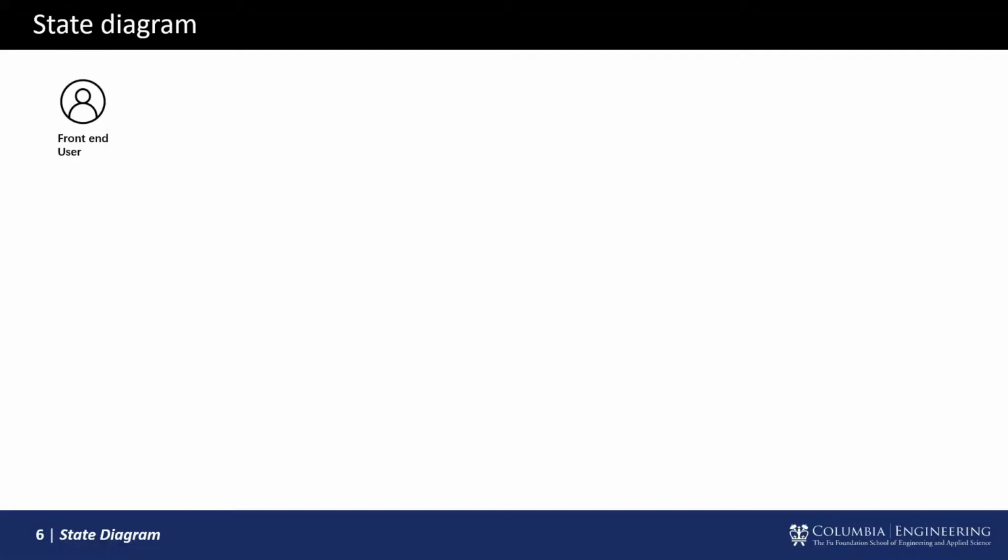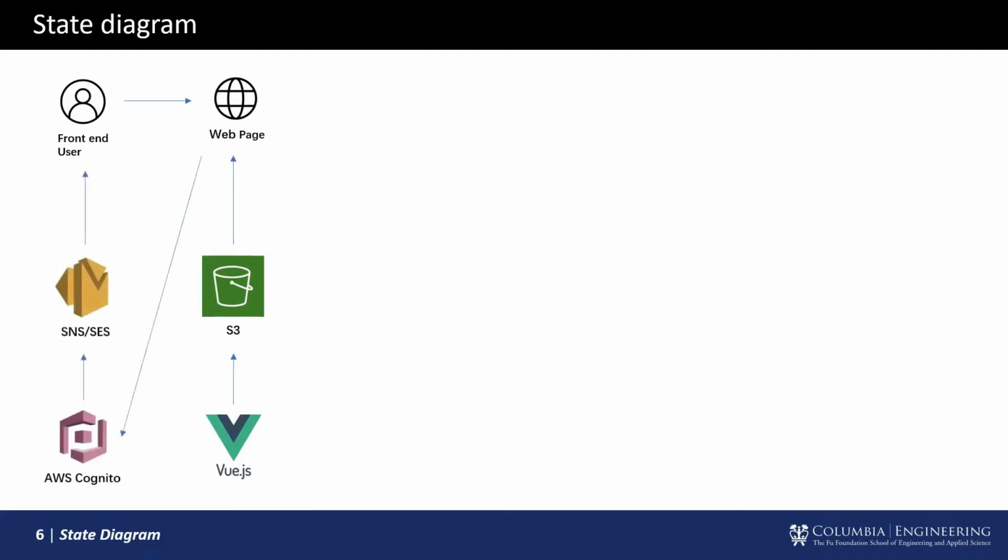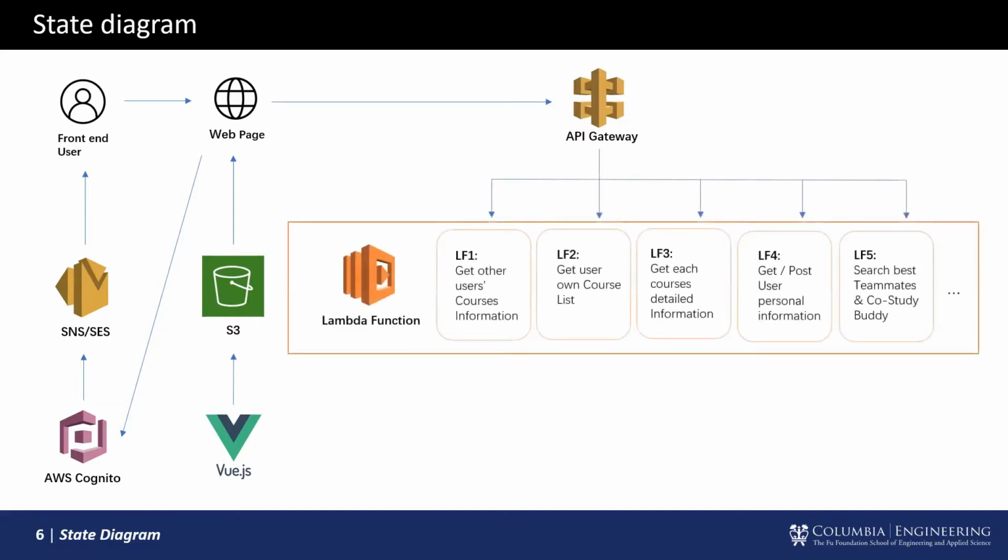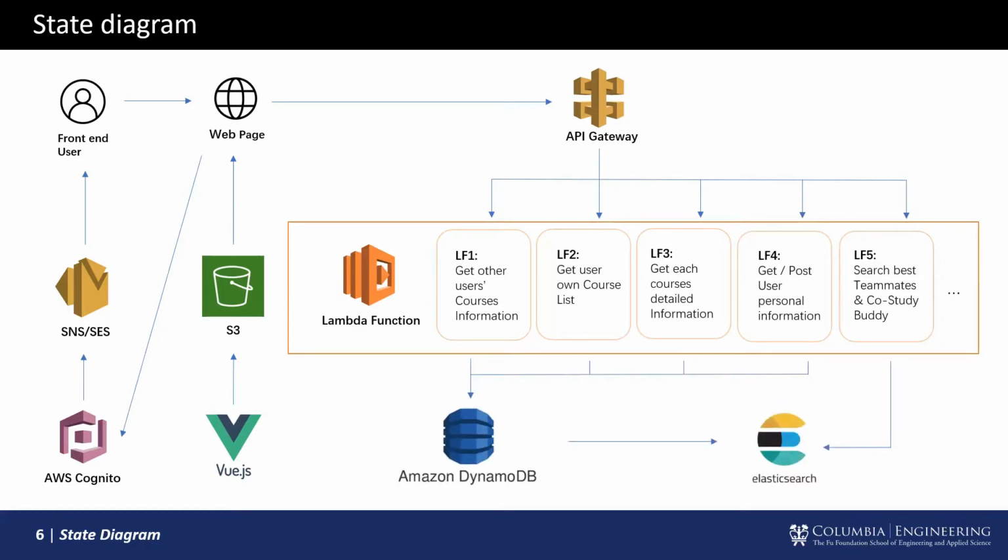Here is the state diagram. The web page is written using Vue and stored in AWS S3. When a front-end user first uses the web page, AWS Cognito and SES are used to help with the register and login process. After that, HTTP requests will be sent through API Gateway and directed to the right Lambda function. Right now, there are 9 Lambda functions, each with different usage. And of course, they all need to reach DynamoDB for the database. And the search function also needs support from Elasticsearch.